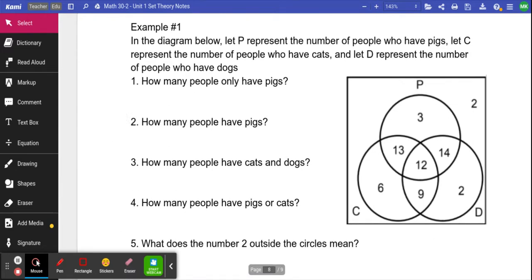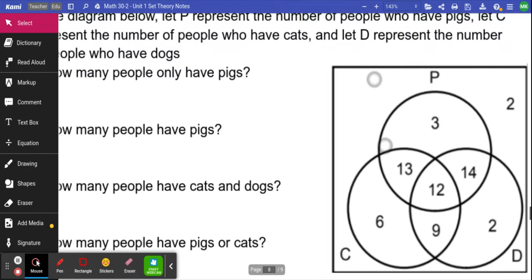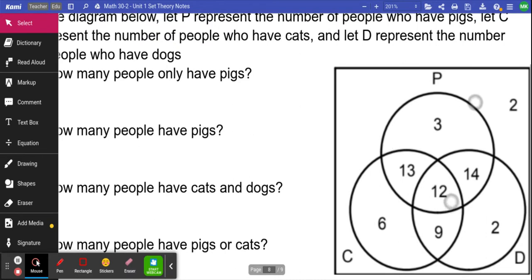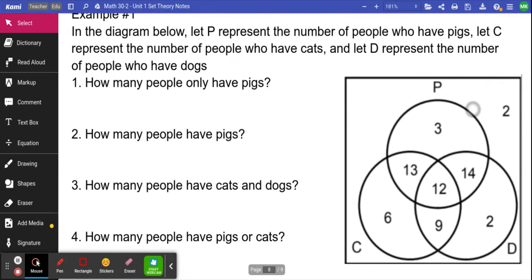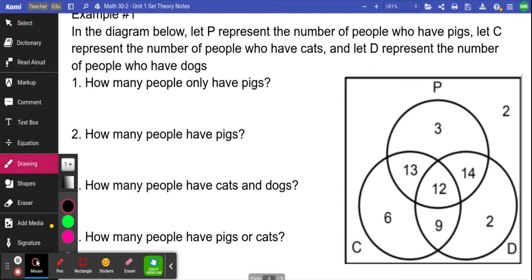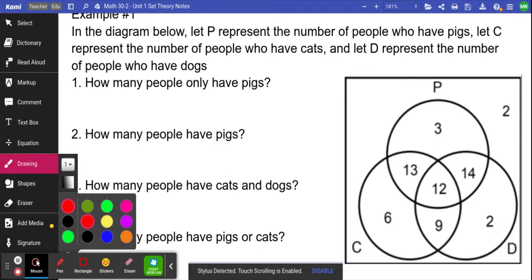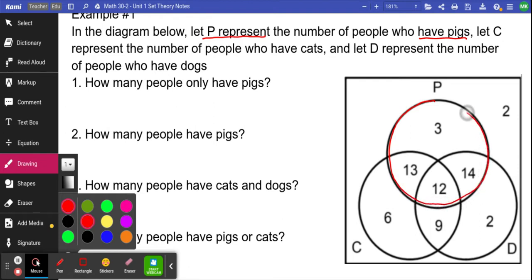Example 1. In this diagram below, let P represent the number of people who have pigs, C represent the number of people who have cats, and D represent the number of people who have dogs. Just a reminder, P represents have pigs. That means anyone in this circle that I'm circling in red right now, the P circle, those people have pigs.